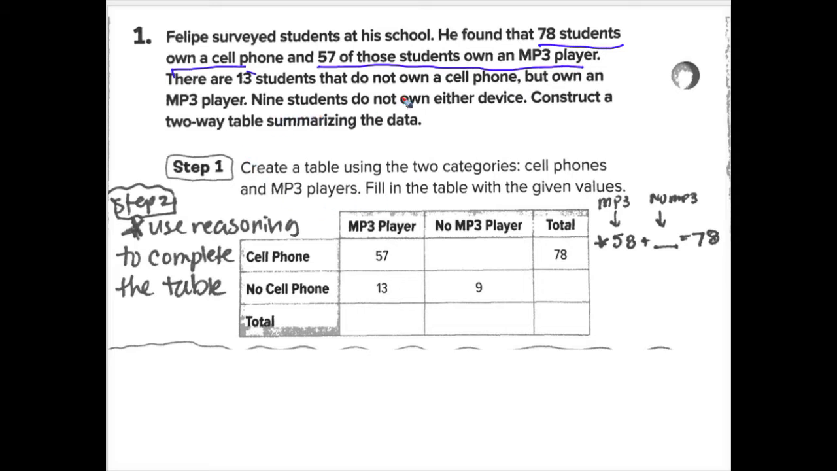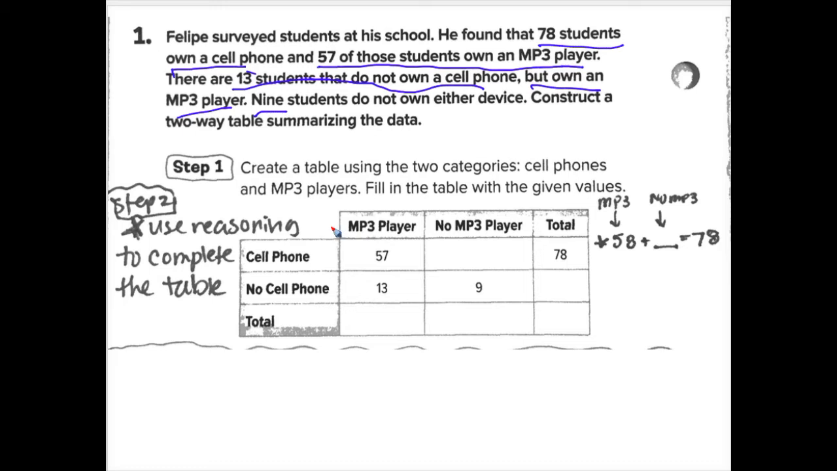There are 13 that do not own a cell phone but do own an MP3 player. 9 students don't own either. Construct a two-way table. So let's take a look.